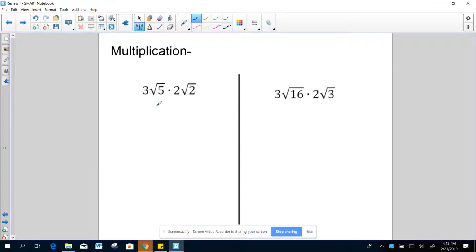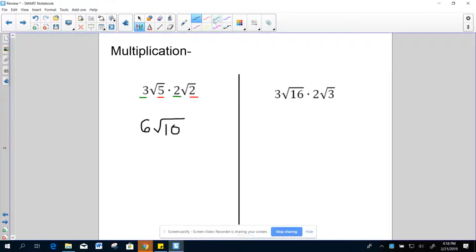Taking a look at multiplication now, I need to consider that there's now numbers in front and numbers left underneath the radical. When I multiply, I take my numbers out front, so I'd end up with 6, and then I would have under the radical 10. 10 cannot be simplified, so I can call this problem complete.